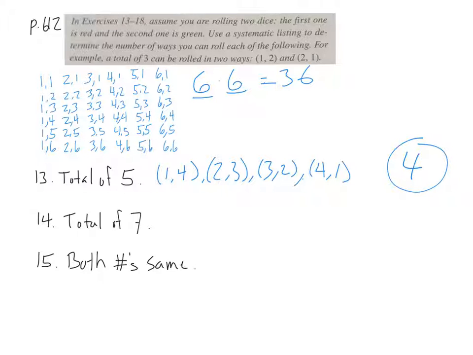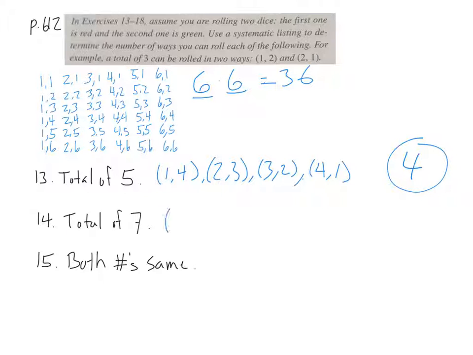Let's do the same thing for number 14. It says, how many ways can you roll a total of 7? Well, we could do a 1 and a 6, 2 and a 5, 3 and a 4, 4 and a 3, 5 and a 2, 6 and a 1. Notice this is the longest diagonal, so rolling a 7 is also the one with the highest number of ways you can do it. That's what I'm trying to say.